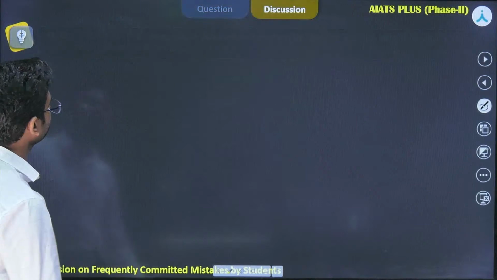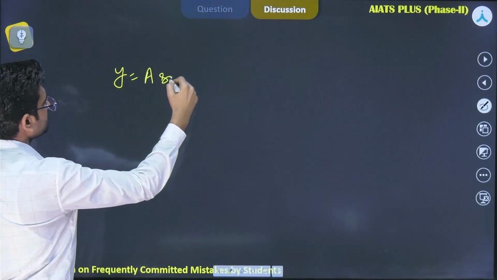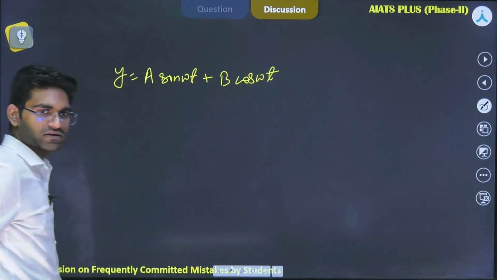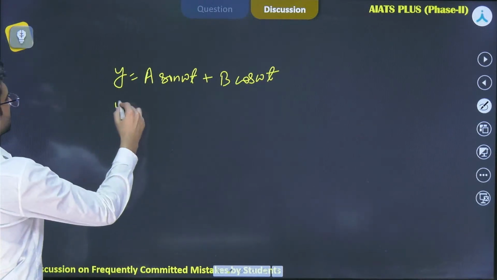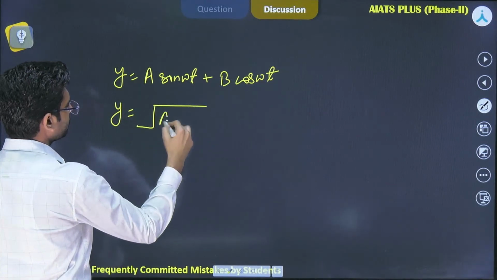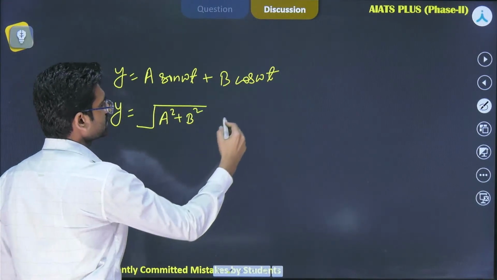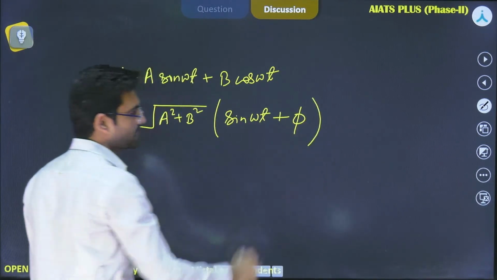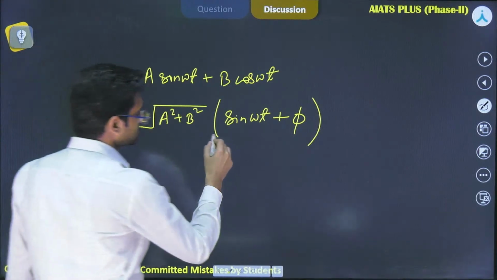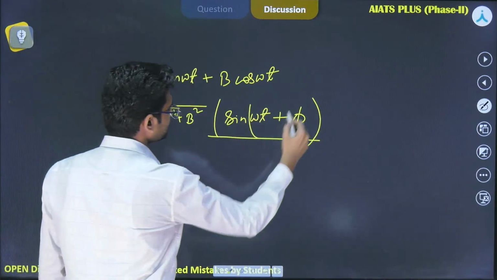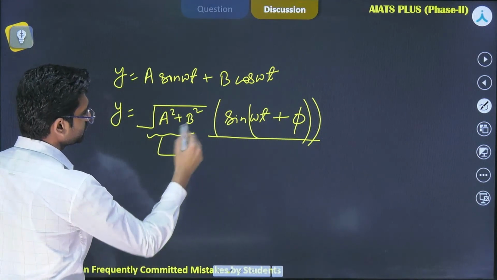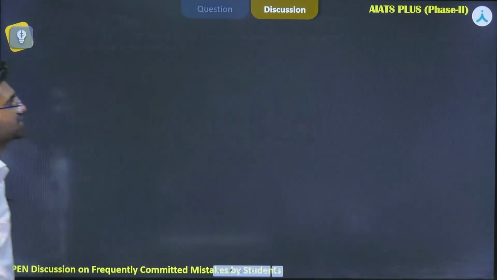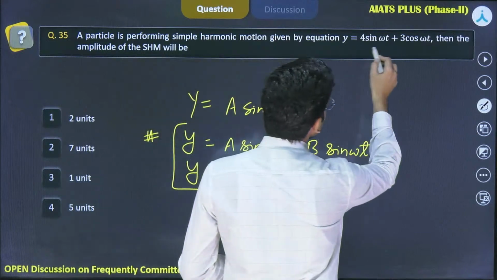Now, if we are given this kind of equation, a sin omega t plus b cos omega t, what would be the answer? We can write it as under root of a square plus b square, times sin (omega t plus phi). Again, this is a sine function. This is the amplitude, under root of a square plus b square.